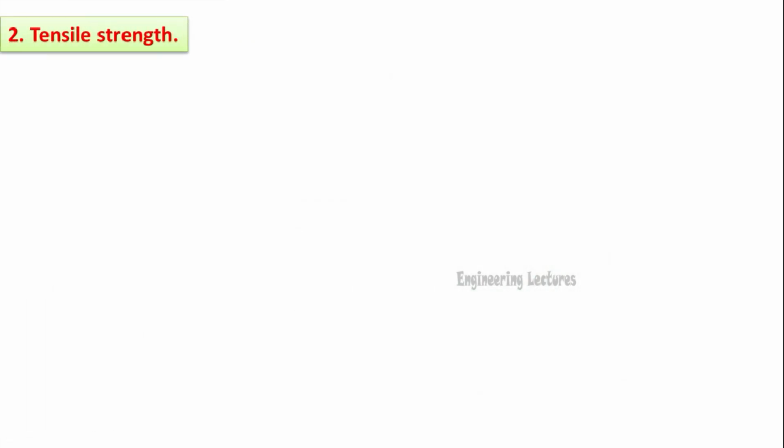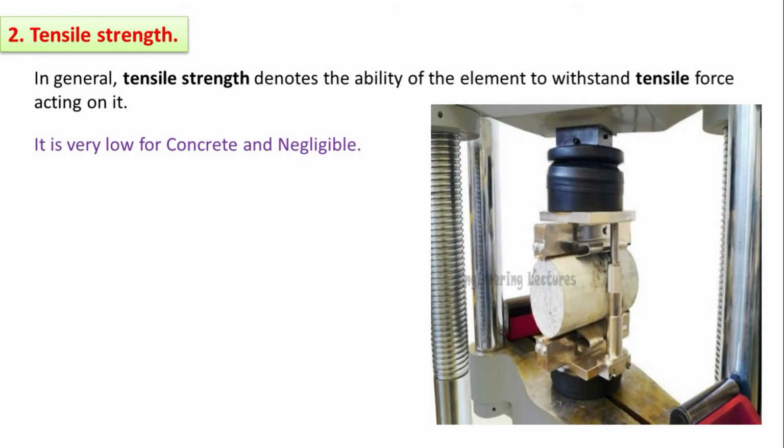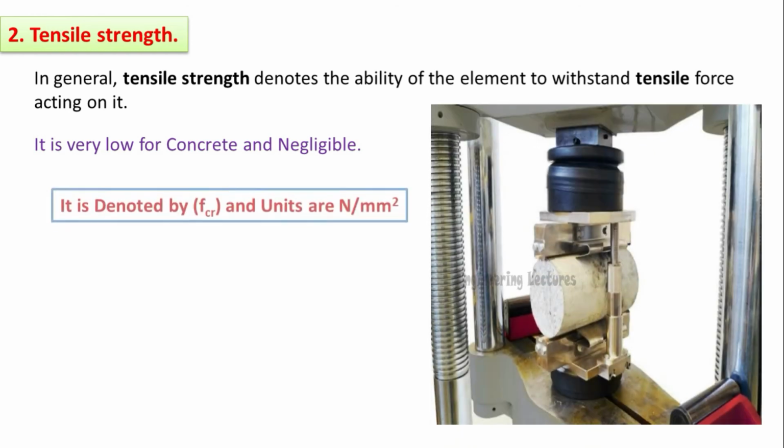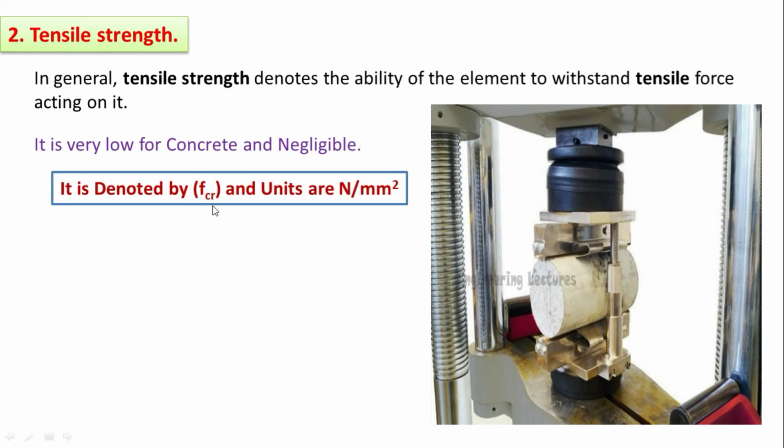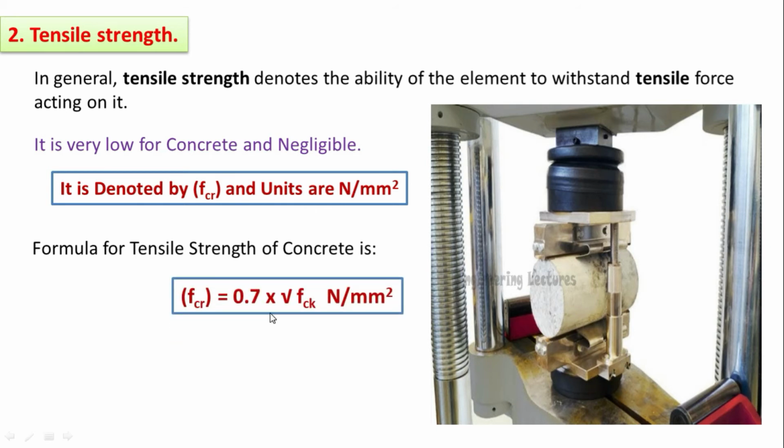Now let's see the second one, tensile strength of concrete. In general, tensile strength denotes the ability of the element to withstand tensile forces. It is very low for concrete and is negligible. This is the test of tensile strength of concrete. It is denoted by fcr and the units are Newton per mm square. The formula for tensile strength of concrete is fcr is equal to 0.7 times root over fck Newton per mm square.